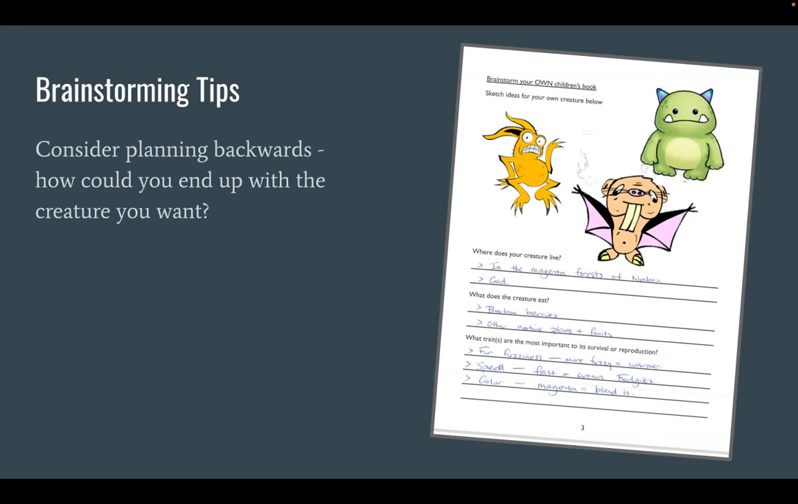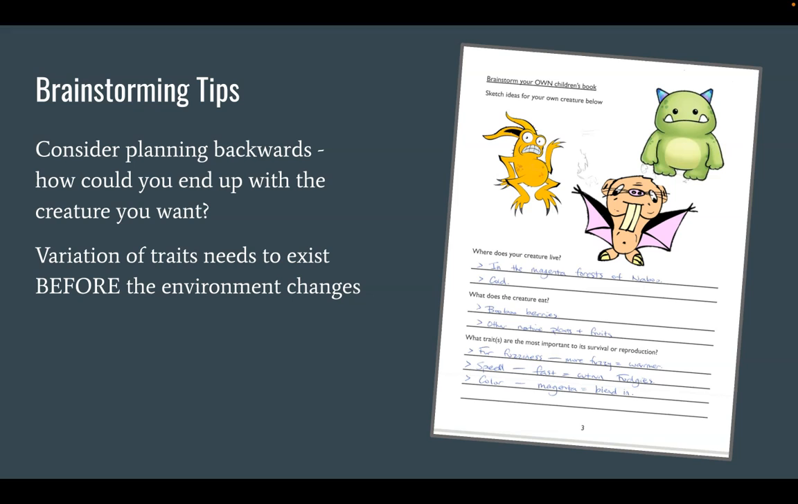Here's some tips. You may want to consider planning backwards. So you've drawn an incredible organism. Maybe you could think about how the environment could change that would result in your organism. Instead of thinking of your drawing as the starting place, you might want to think about it as the ending. An important reminder is that the variation of traits needs to exist before the environment changes. Organisms don't suddenly get new traits when the environment changes. The variation needs to be present for natural selection to work.